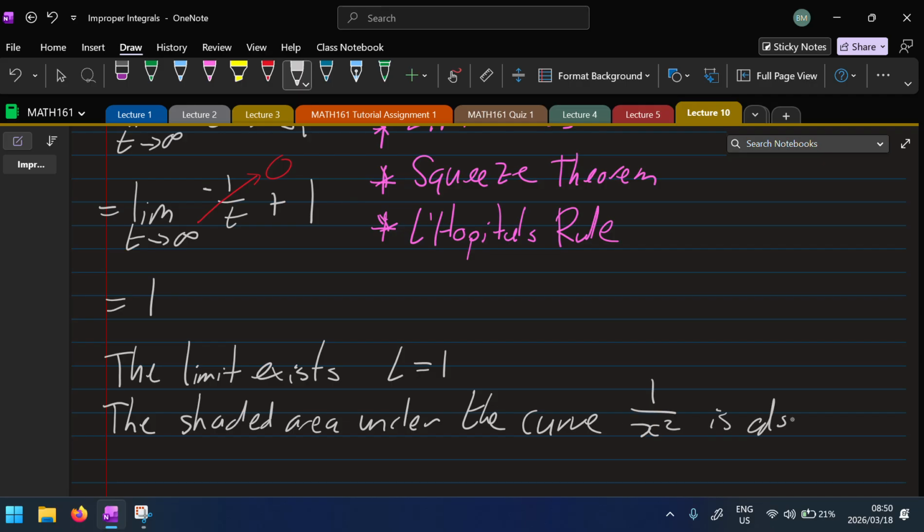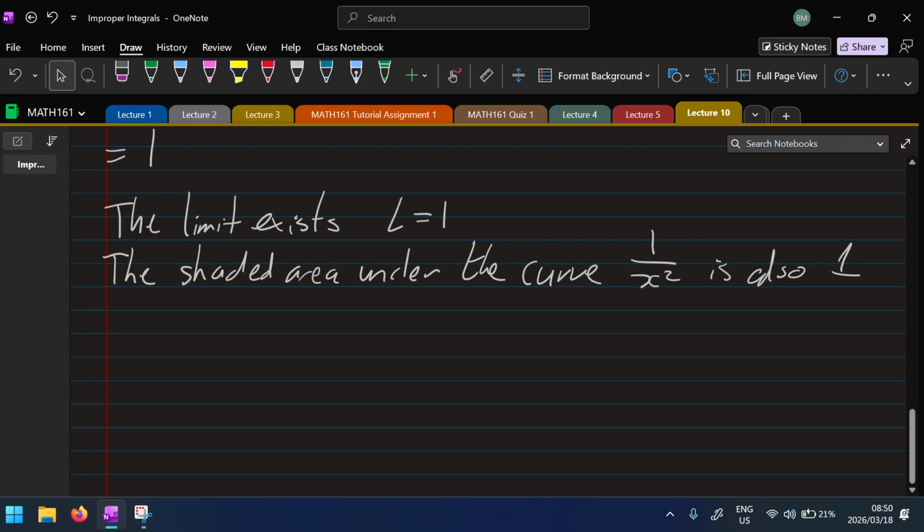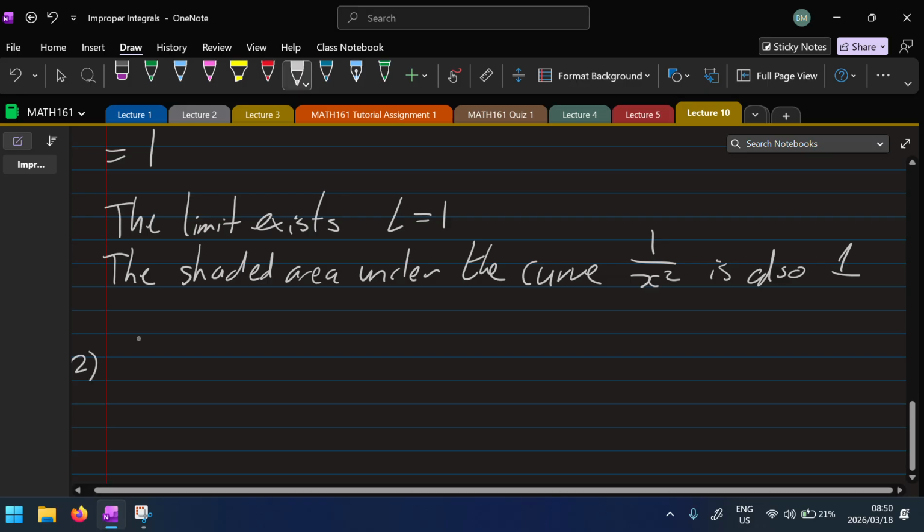Okay. So we see we do have a finite area. Okay, any questions for this first example? Okay, pretty easy warm-up problem. So number 2, we have the integral from 1 to infinity, 1 over x dx.